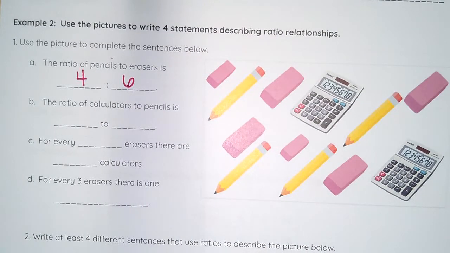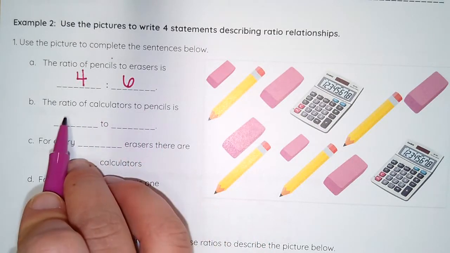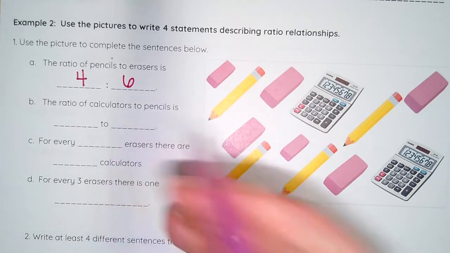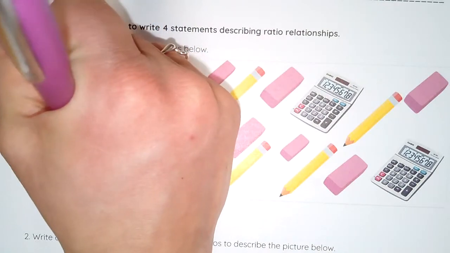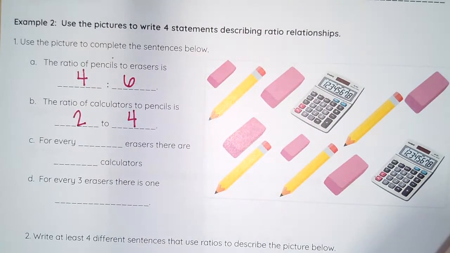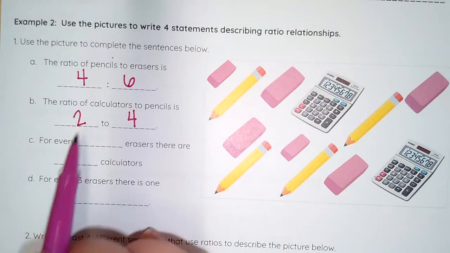The ratio of calculators to pencils, what would that be? Well, we know that there are 2 calculators and 4 pencils. Could I write 4 to 2? No, I must write calculators first and pencils second. And the reason for that is I need to know which one it is. We have more pencils than we do calculators. We need to know that.